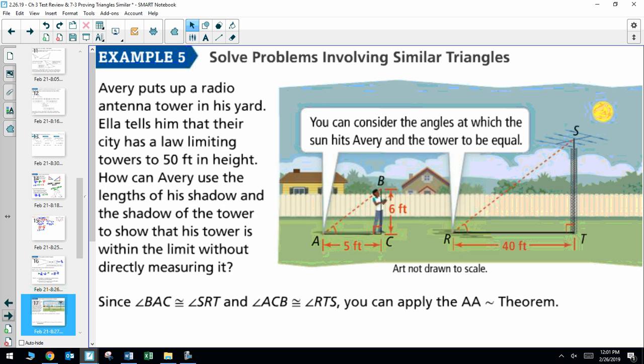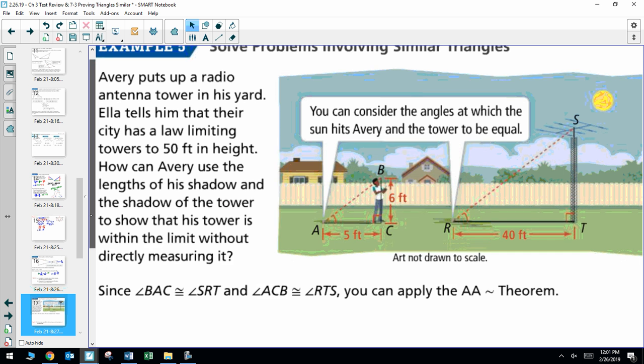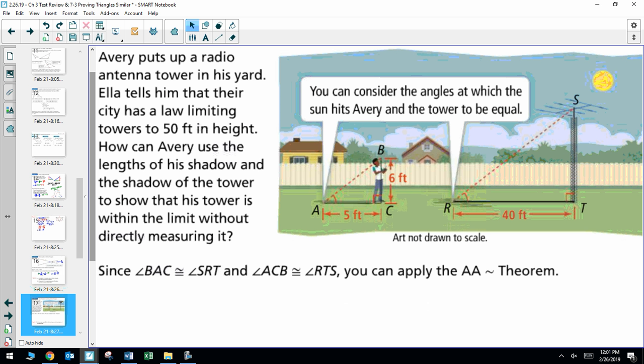Okay, you'll see these kinds of problems a lot, and they like to put them as word problems. So if we're looking at this one, Avery puts up a radio antenna. Ella tells them that their city has a law. Towers can't be more than 50 feet in height. We want to measure the length of the shadow and compare to see what the actual height of his tower is. And these two triangles are similar.